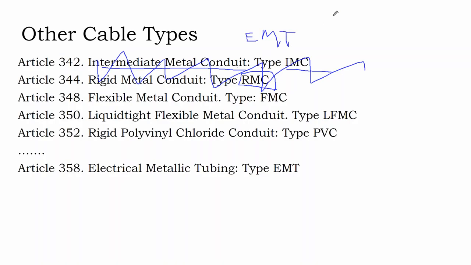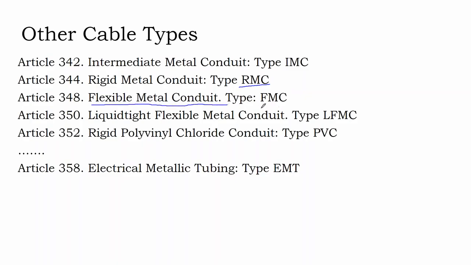But you have to check the weather ratings, to make sure that your fittings are rain tight rather than just indoor. Whereas rigid, those fittings for rigid are usually always watertight, also much more expensive. There's flexible metal conduit. It looks like metal clad cable. We were talking about it earlier. Then we have this liquid tight flexible metal conduit.